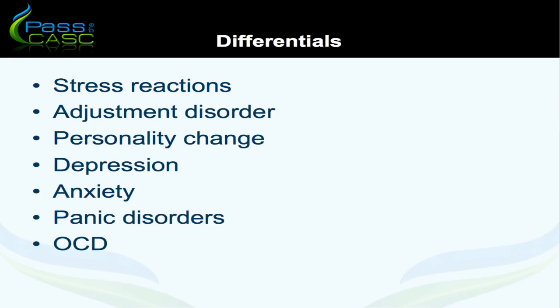And then in terms of differential diagnosis, again, I've got a number of things written there. Obviously, stress reactions, an adjustment disorder, personality changes if the symptoms have been there for more than 2 years, depression, anxiety, again in terms of irritability and withdrawal, panic disorders, and OCD, again, that's scraping the barrel in terms of whether they're having persistent thoughts or reminders of the event.